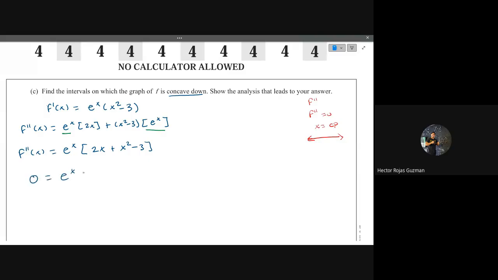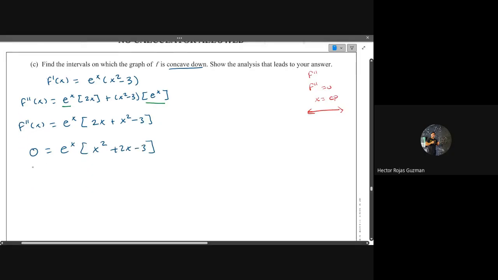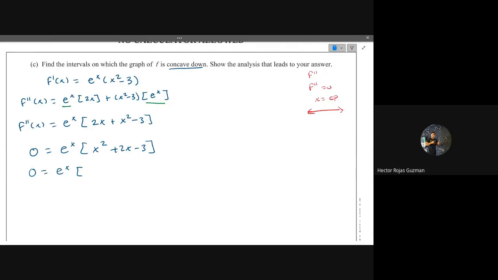X squared plus 2x minus 3. Factor out the polynomial if possible. If not, we're going to have to use the quadratic formula. But let's see, two numbers that multiplied are negative 3, added to positive 2. Set each one of them equal to 0. The first one, e to the x, we already established that we can't solve it. So there's no critical points from that. But we get a critical point at negative 3, and we get a second critical point at positive 1.